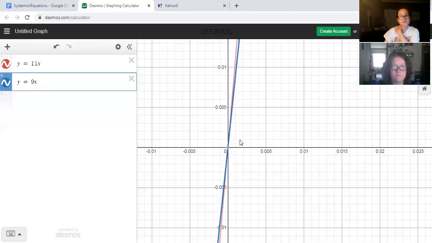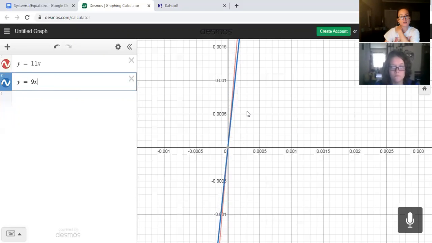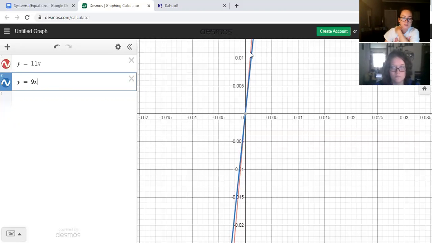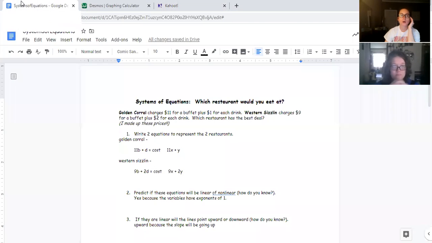So if we just look at the buffet, then we can look at the difference of these two. It's just a slight difference because it's $2 different. But still they have the same point of intersection at 0, 0 is where they will be the same. Yeah. Yep. All right. So with systems of equations, the most important part is that you can take a real world situation and then be able to write equations like this to represent them.